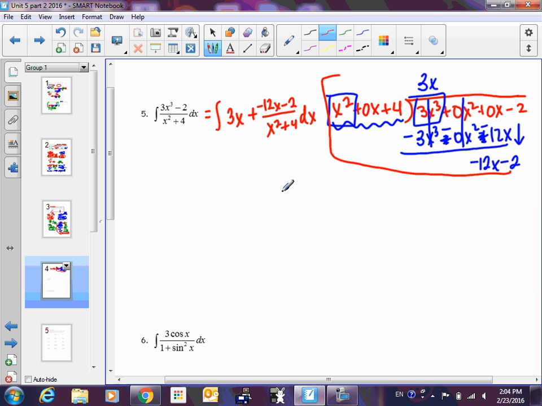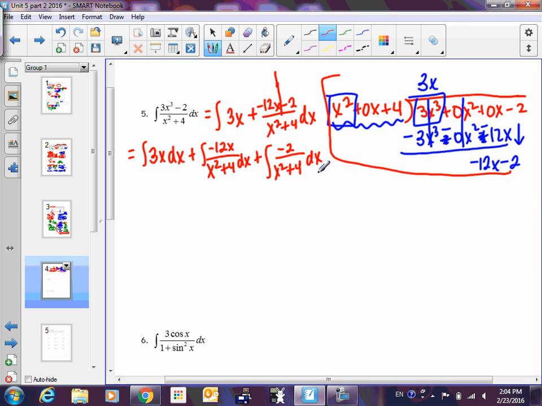The problem is, I'm going to split this up even further. I'm going to go ahead and make the 3x its own integral, and that's going to be the easiest one to integrate. And I'm even going to go so far as to split that through right there, like how we did on the last one. So I'm going to go negative 12x over x squared plus 4 dx, and then also negative 2. And this is as difficult as they're going to get in this class.